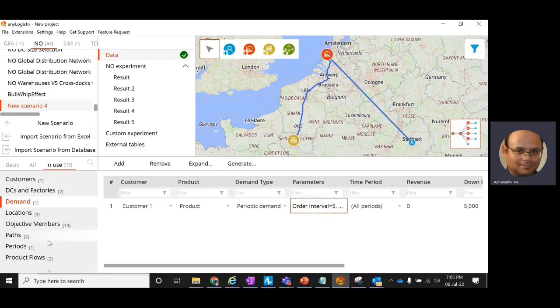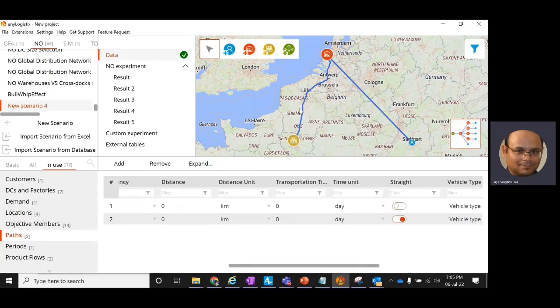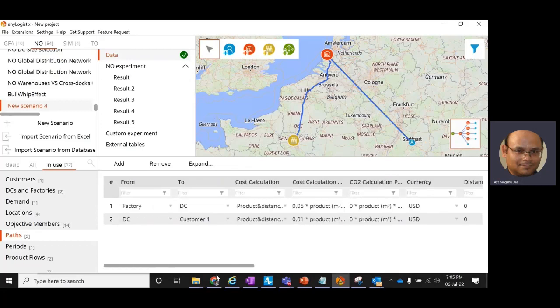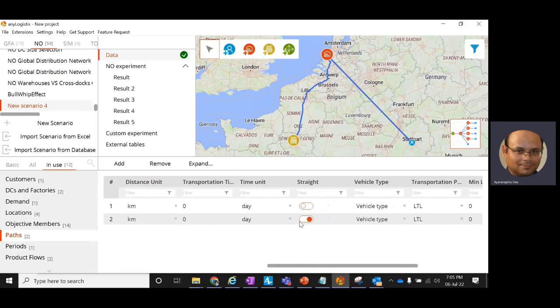And now we see why there is a curved line between the factory and the DC, but a straight line between the DC and the customer. It is because when we define the path in the factory to DC, we have curved is allowed, straight is not toggled in. But here we see that between DC and customer, the toggle for straight is there. It means that it is giving us the straight path. Now, if we toggle it off, then it will also give us the actual road path.